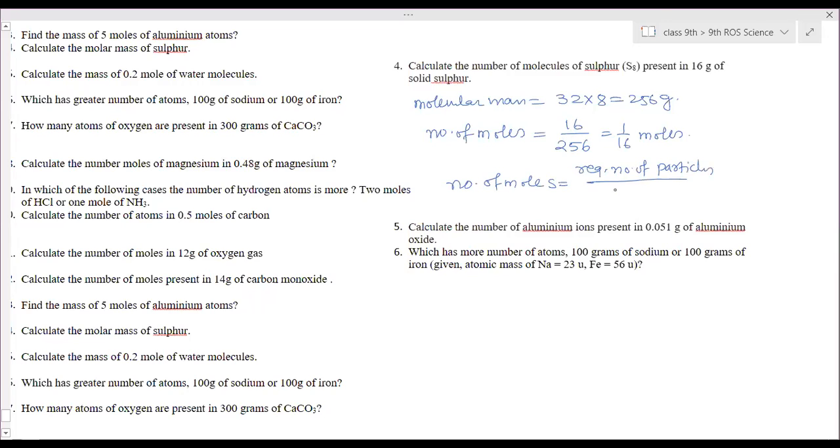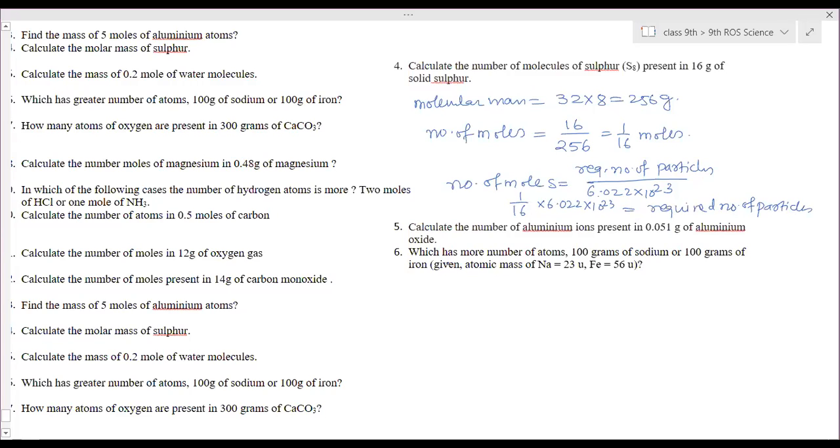6.022 into 10 power 23. Number of moles is 1 by 16. This will go here, multiplication into 6.022 into 10 to power 23. This is the required number of particles. Actually, they have asked molecules, so these many molecules. So 6.022 into 10 power 23 divided by 16. That's the answer.